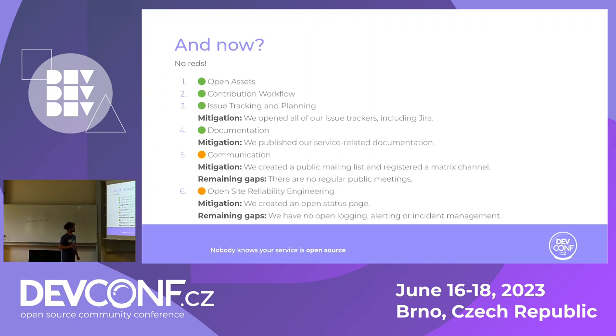In terms of communication, we started by creating a public mailing list, because we figured that if you have to actively look into an IRC channel to get a message, if that's not really part of your routine, then messages may get lost. But everybody somehow looks at email, and if the email pops up in a mailing list, there is a big chance that somebody will see it and will respond. And we also registered a Matrix channel. Several team members were very active and wanted this, so I think it will not be orphaned soon.